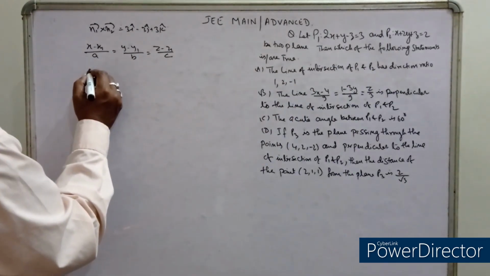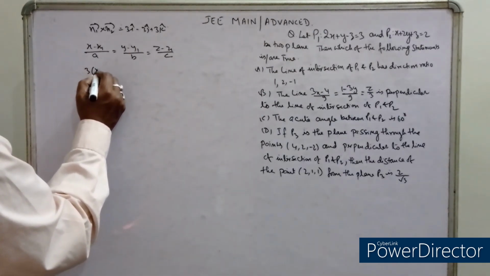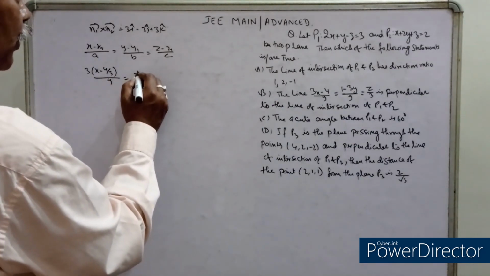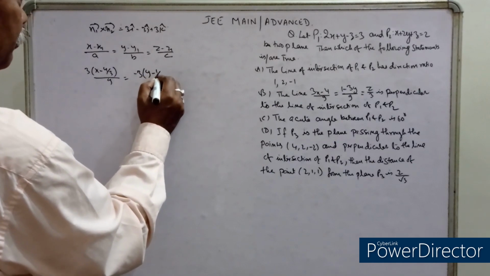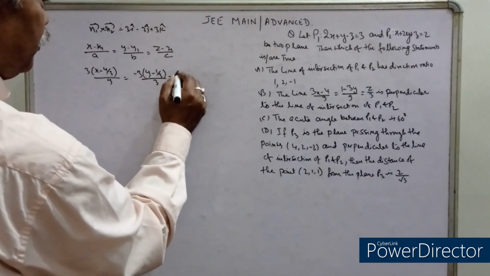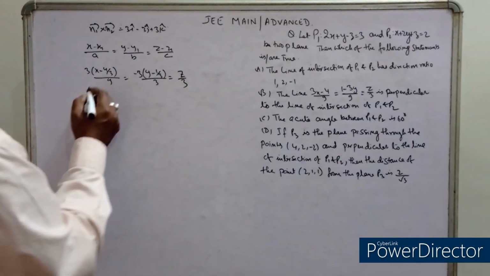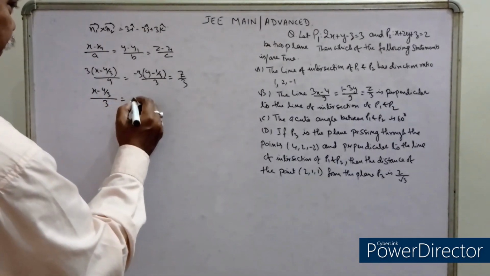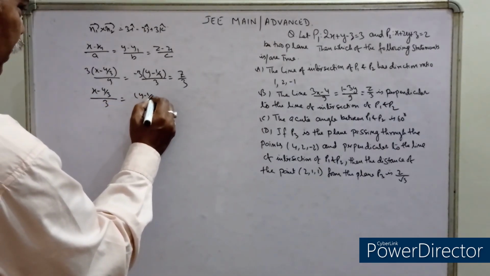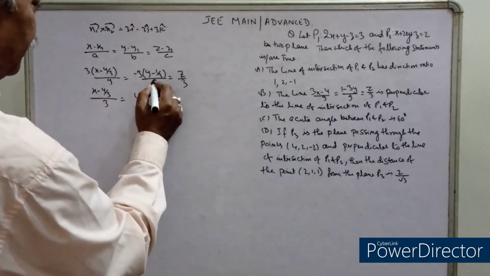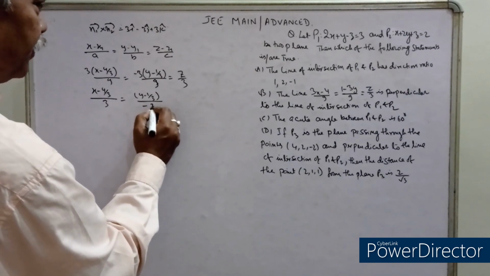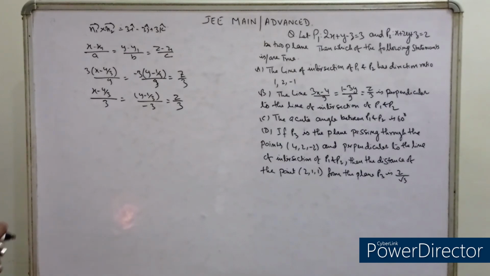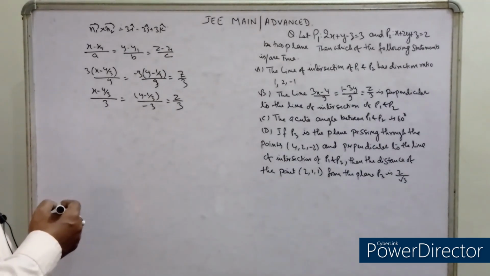So this will be 3 comma, (x minus 4) by 3 by 9 is equal to minus 3 comma, so this will be (y minus 1) by 3 by 3, and this will be z by 3. So this comes out to be (x minus 4) by 3, and this is (y minus 1) by 3, this is also 9, sorry, this is also 9, so this will be minus 3, and this is z by 3. So here what do we get?